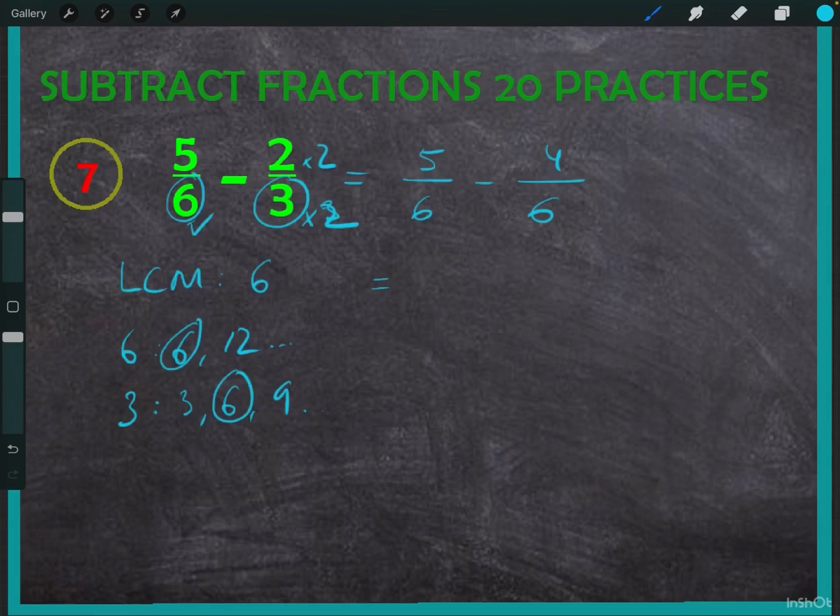From here, we have the two fractions with the same denominator. So to subtract them, we just write number 6 in the denominator, and for the numerator, we subtract 5 minus 4, we get 1. So 1 over 6 is the answer for practice number 7.